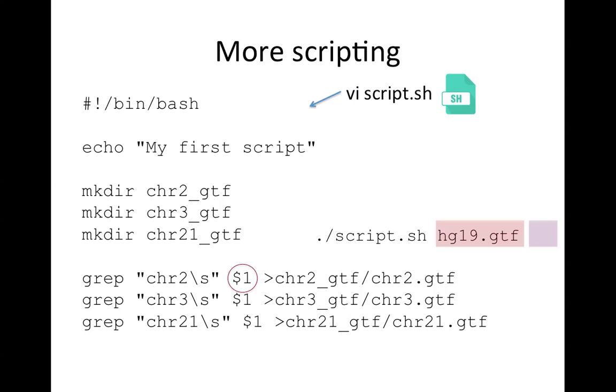Okay, so the plan is to create the script, to run it, and see if it works. Meaning that all the directories were created, and inside each directory you have an individual GTF file which only corresponds to chromosome 2, 3, and 21. Okay, any questions here?